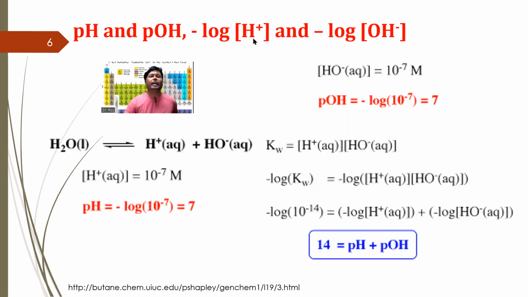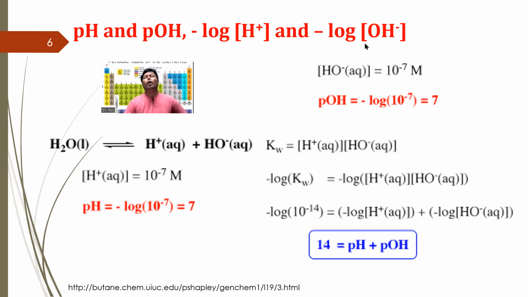pH is defined as the negative logarithm of H plus. Therefore, pH equals minus log of H plus, and similarly we can define pOH, that is pOH equals minus log of OH minus. So for any solution, we have pH and pOH. pH is defined as the negative log of H plus, and pOH is defined as the minus log of OH minus, the concentration of OH.